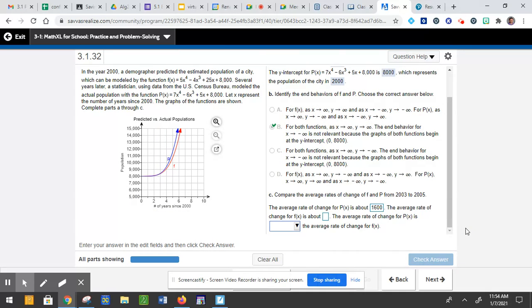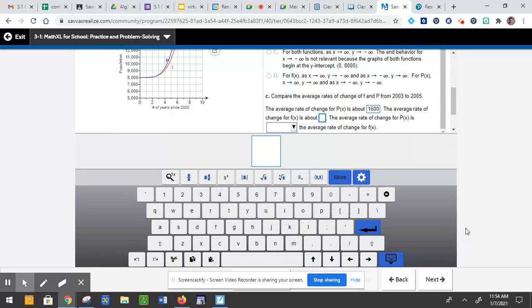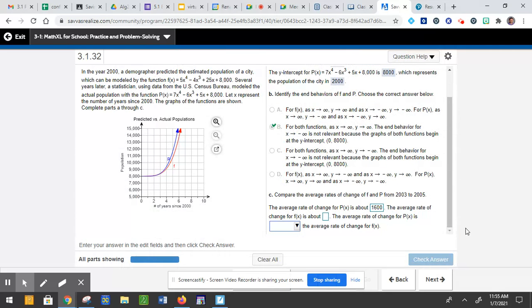I'll leave the rest of this for you to try on your own. You're going to do the exact same thing we just did with the p function, but do it with the f function. Round it to the nearest hundred, put it there, and then compare them and answer that last question. So hopefully that's helpful.